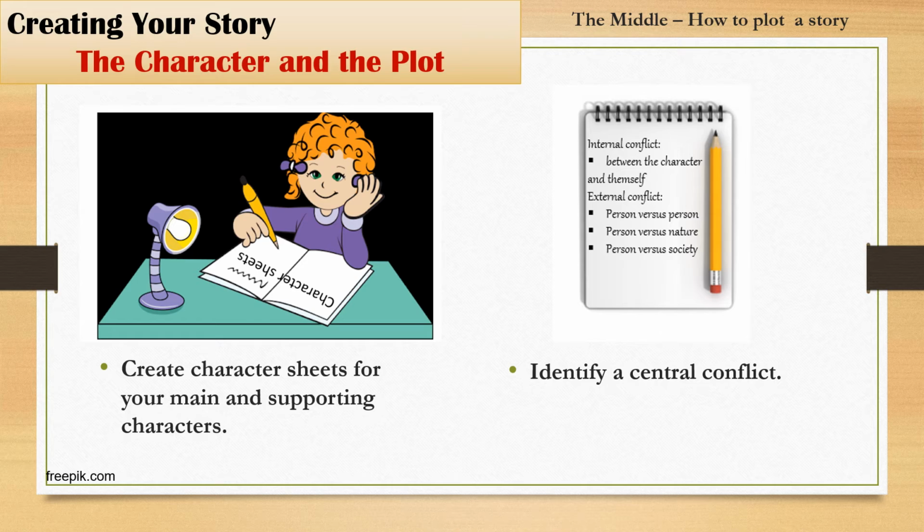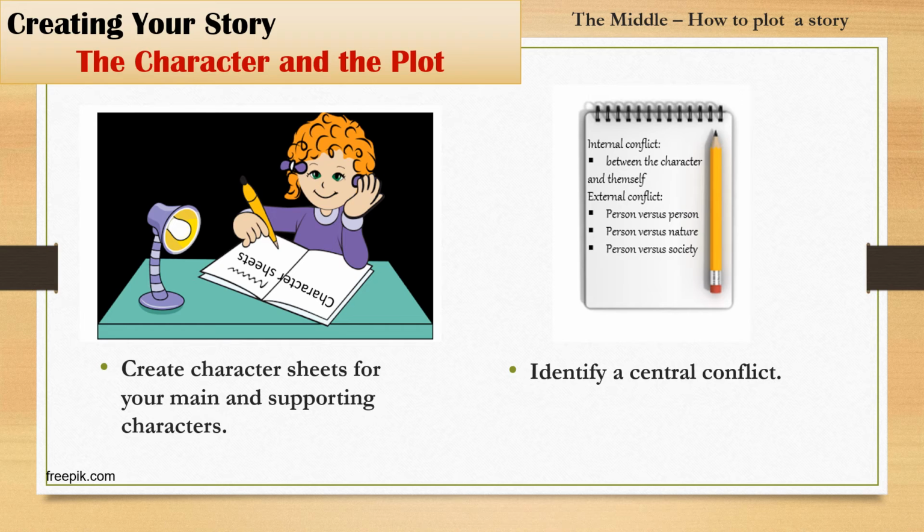There are two types of conflicts. The internal, which is between the character and themselves. For example, the character may know what they are doing is wrong, but they are struggling to stop. And then the other type is external conflict, wherein conflicts occur outside the character. We have person versus person, wherein the main character faces an antagonist. For example, a girl confronts her bully.